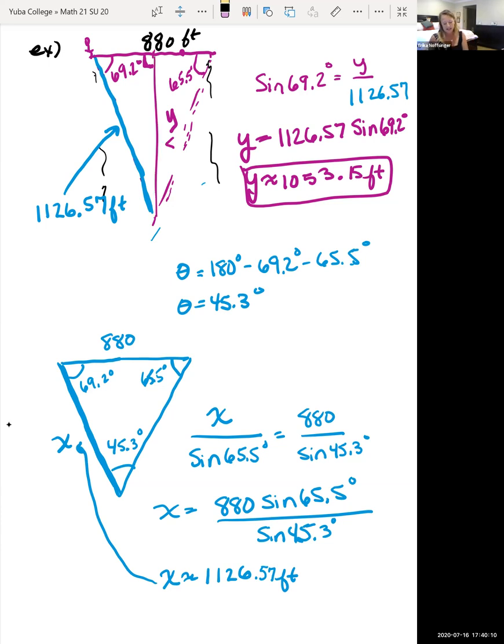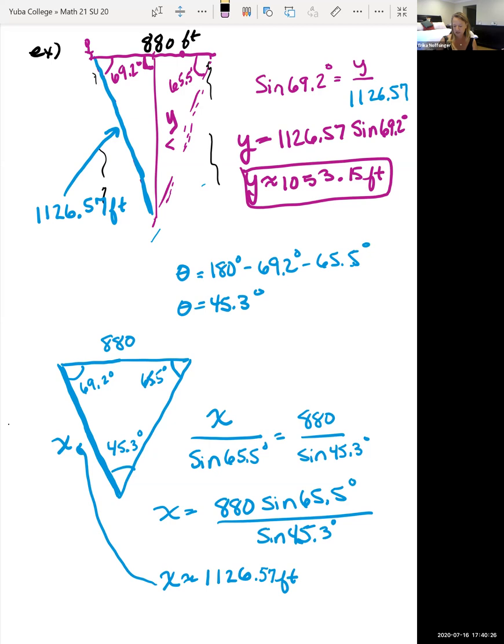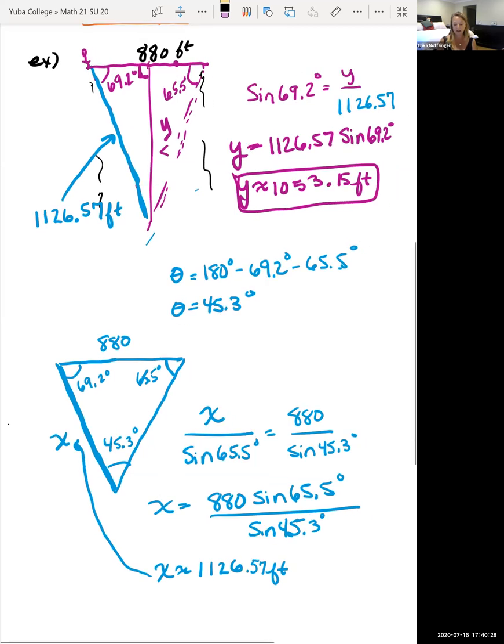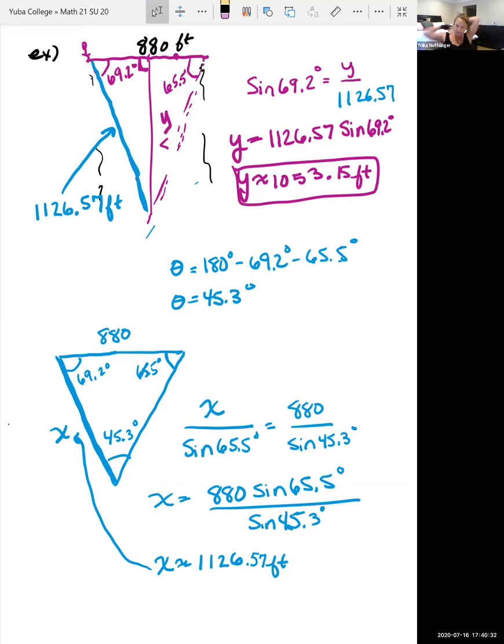So a lot of these, once you've used one of the laws, sometimes you use law of cosines and then you'll find some information, and then using law of sines is a lot easier and faster. You can do that same sort of idea here, where once we use the law of sines to help us find a bit of the information of the triangle, we could make it a right triangle and find the piece that we needed to.